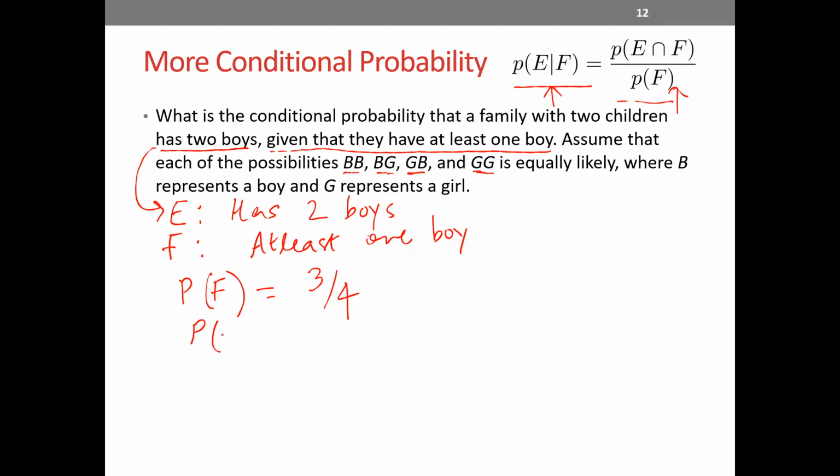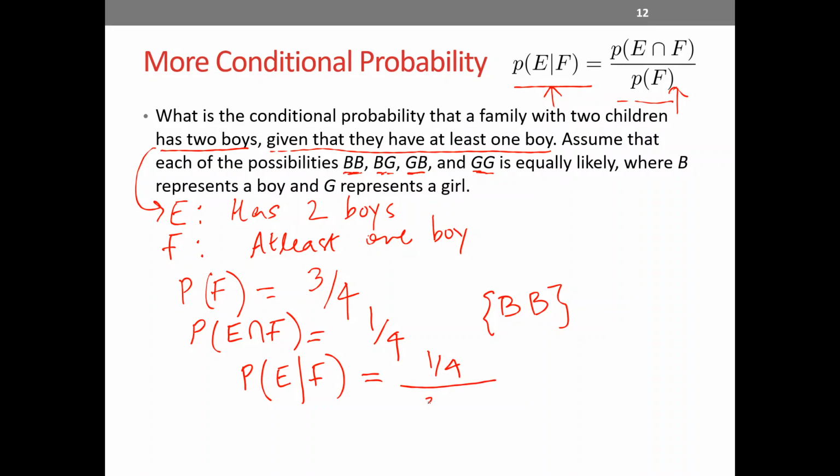Okay, so what is the probability of E and F? Which actually means that the family of 2 children has at least 1 boy and 2 boys. So how many of the given set of sequences match our sequence? Just 1, which is boy and boy. So that is going to be 1, and let me write it down. This is the only set that matches our requirement. So that's going to be 1 over 4. Now we can plug both these values into this equation to get the probability of E given F, which is going to be 1 over 4 divided by 3 over 4, which is 1 over 3.